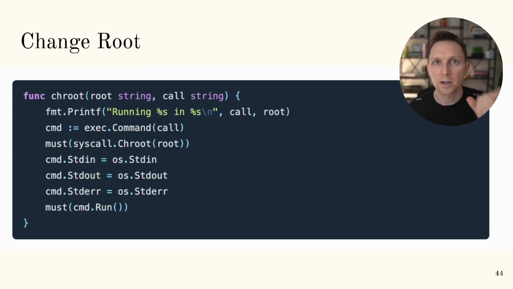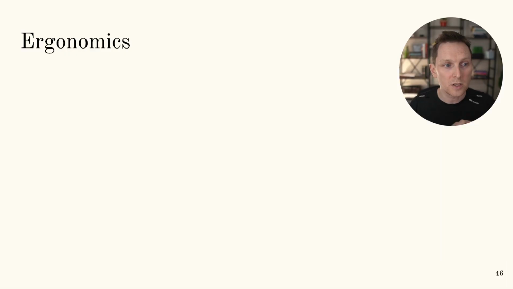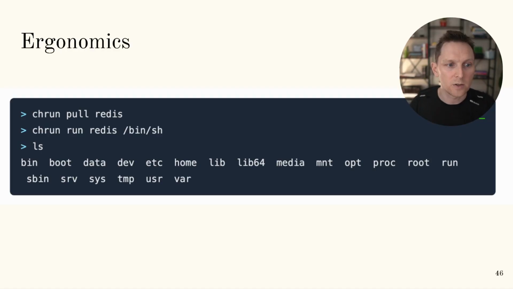I will call the startup command, but I will do it inside this new temp directory I've created. And then just to add some ergonomics, I'm going to add a switch statement to my run program so that if you run run, it's going to do this process. If you do the pull, then I'll run that pull script. Which means you can do chrun pull Redis down, and then chrun run Redis bin sh, and bam, you are inside of a container that's using arch-chroot, and you can see everything's in there.